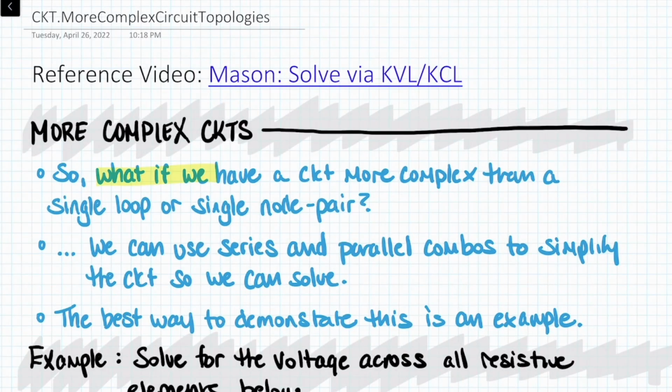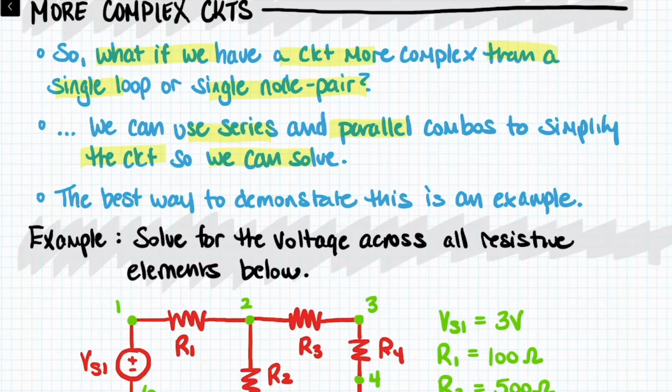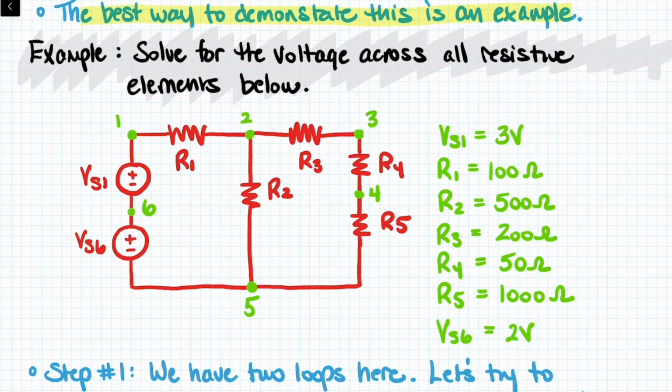So what if we have a circuit that's more complex than a single loop or a single node pair? Those being the two examples that we discussed in the previous lecture. What we can do is use series and parallel combinations to simplify the circuit, and then take those values to solve the original. Now we could go through and define a step-by-step process. However, like many aspects of this course, I feel like an example is the best way to demonstrate. So let's take a look at this example here.